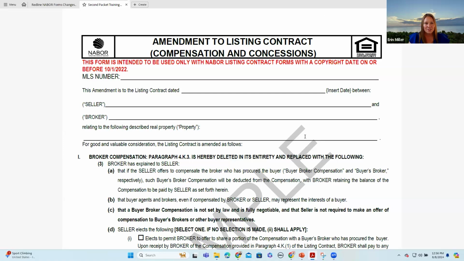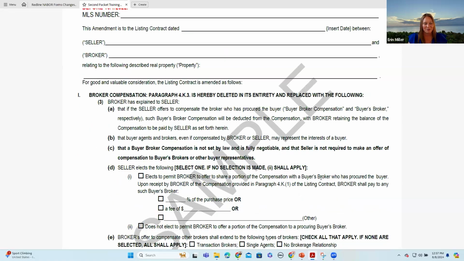Okay, this is the amendment to listing contract. Because we already have an amendment to listing contract in our old forms library, this one is different because it deals with compensation and concessions. So that is the name of the form. We're referencing an MLS number, and we're saying this amendment to listing contract dated blank. I'm going to put the date of your original listing contract between the seller and the broker regarding a particular property. Again, because this is a new form, we don't have to deal with the messy red lines. We can just go straight into the form itself.